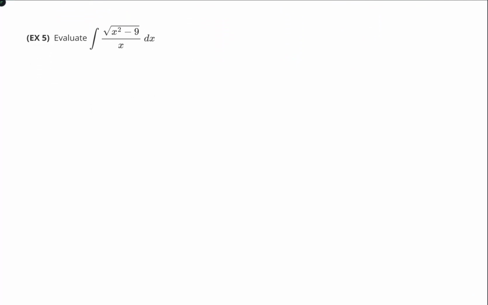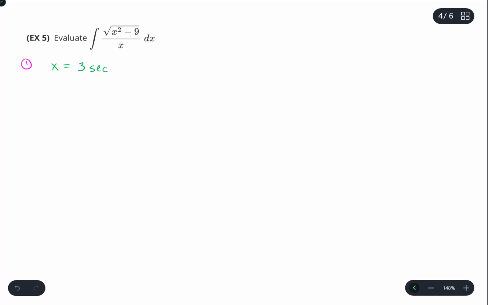And I have this function here, the square root of x squared minus 9 over x. Okay, so first step in the process, we need to decide on a substitution to use. So I'm really just going to focus on the square root to decide this substitution. I have a function minus the constant, so that's in the form of secant. So it's going to be x equals 3 secant theta. And then the derivative of that, because we need to substitute for dx, is 3 secant theta tangent theta d theta.